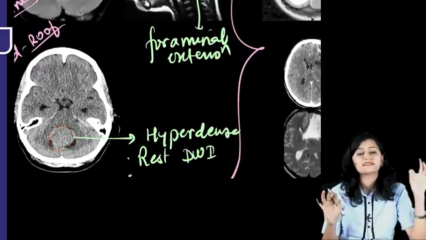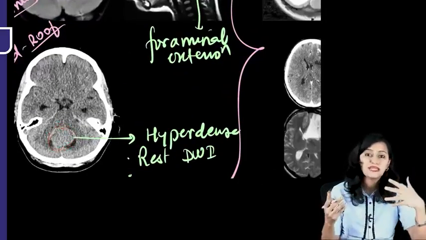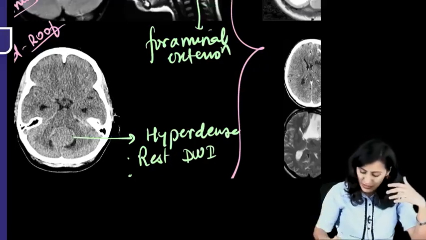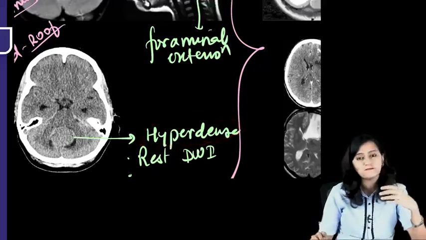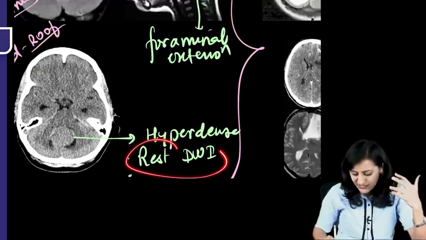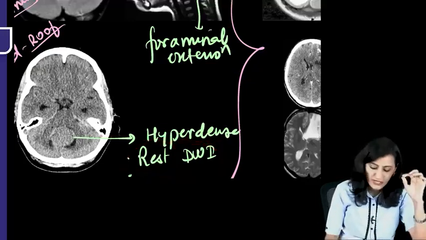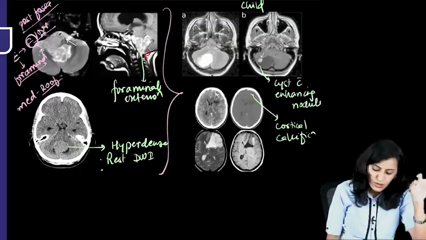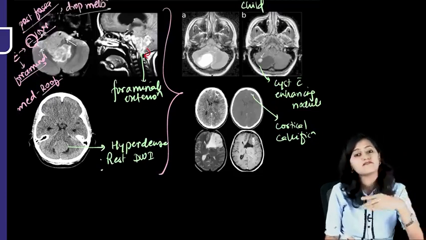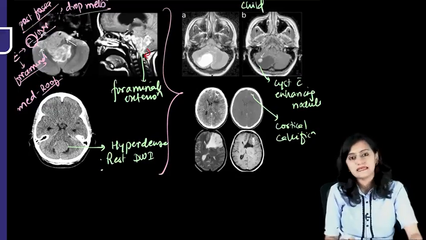Medulloblastoma is a hypercellular tumor. Hypercellular means increased density, so it appears hyperdense on CT. Hypercellular shows restricted diffusion, right? So remember, these are the features, and both of these can show drop metastasis. So we give prophylactic craniospinal irradiation.